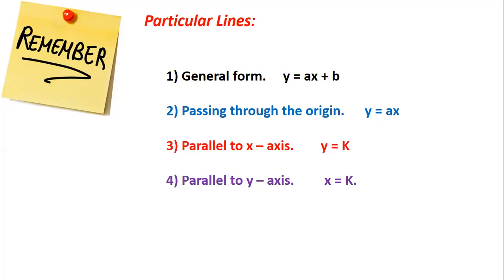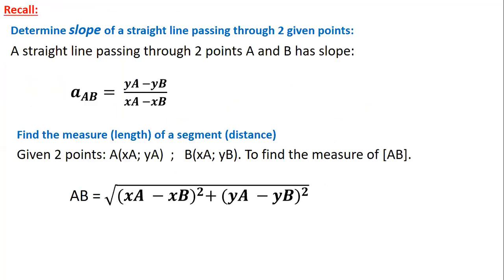Number 3, the equation of a straight line which is parallel to x-axis is y equal k. Of course, k is the ordinate of the given points we are locating in the system of axes. Equation number 4 is a straight line which is parallel to y-axis, which has the equation x equal k. Of course, k is the abscissa, the same abscissa of the given points.